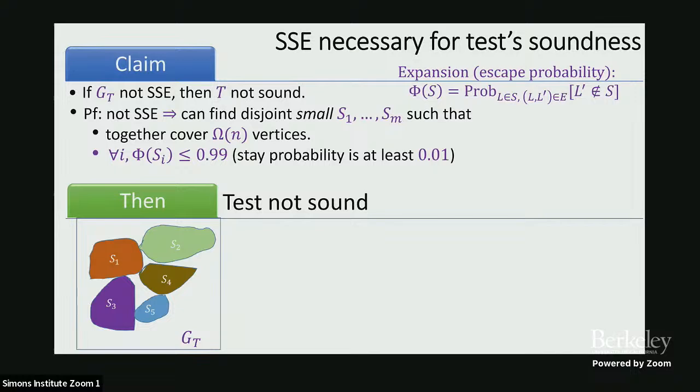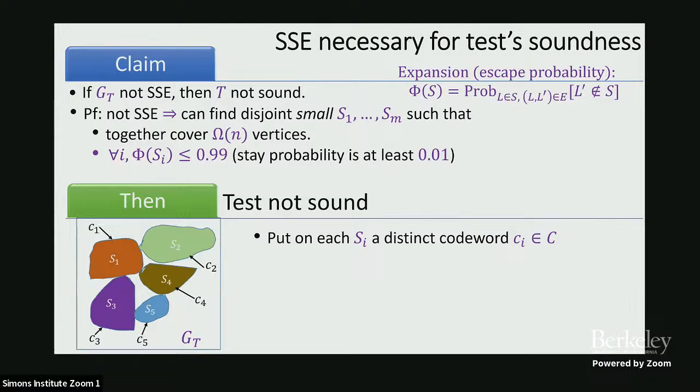Then once I have this, I can show you a word that passes the test with nice probability, but doesn't come from any code word actually. So what I can do is, I have these sets. For each one of them, I can choose a completely different code word and assign the coordinates in S1 according to C1, in S2 according to C2, and so on and so forth.